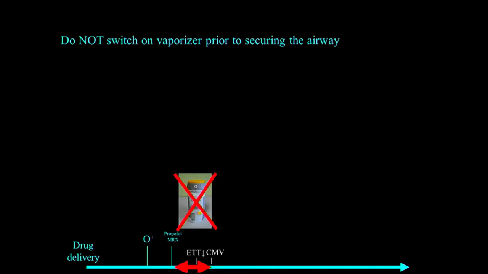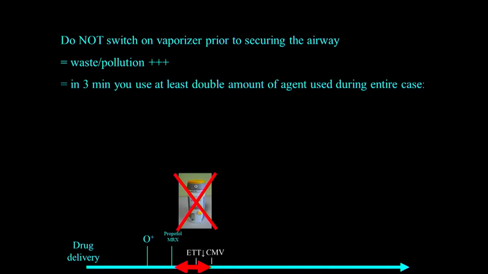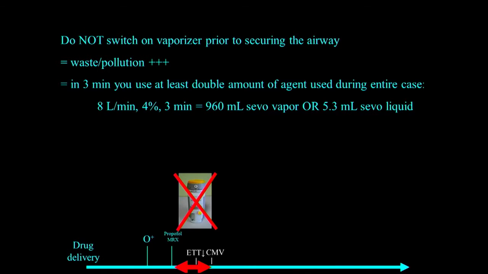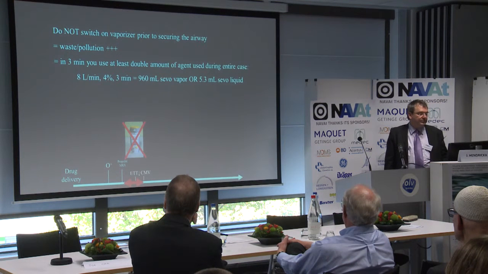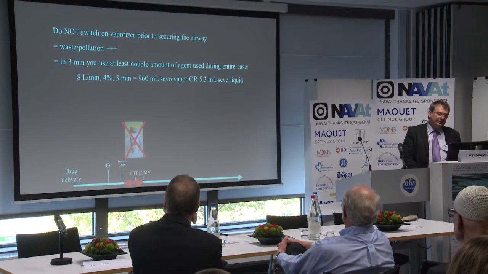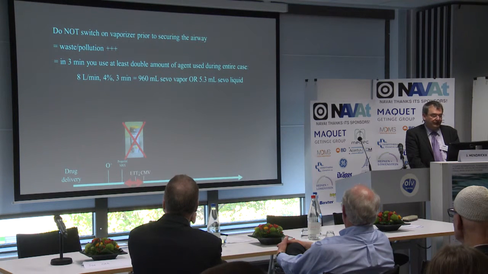It's very important not to switch on the vaporizer prior to securing the airway, because this will just result in waste and pollution. In 3 minutes, you will use at least double the amount of agent you'll be using during the entire case I'm about to show. For example, if you use 8 liters per minute fresh gas flow with 4% sevoflurane for 3 minutes, you'll be using 960 milliliters of sevoflurane vapor, or about 5.3 milliliters of liquid. So remember this number, 5.3. Use some leftover propofol if you think your patient needs it.